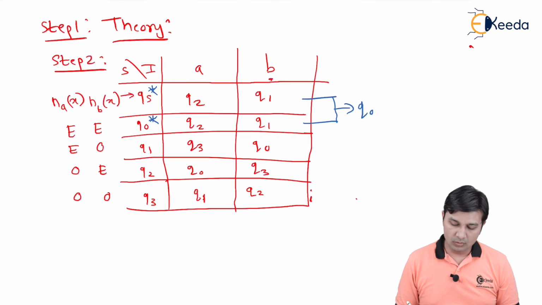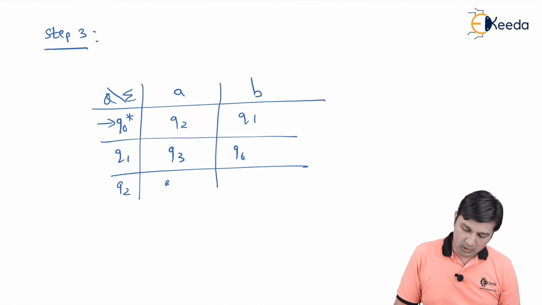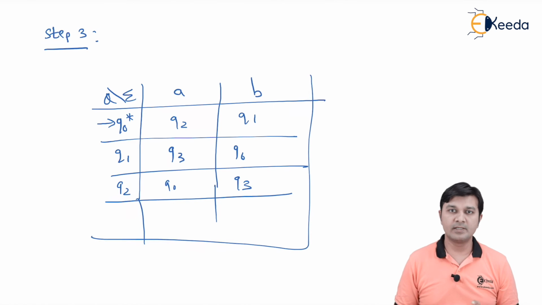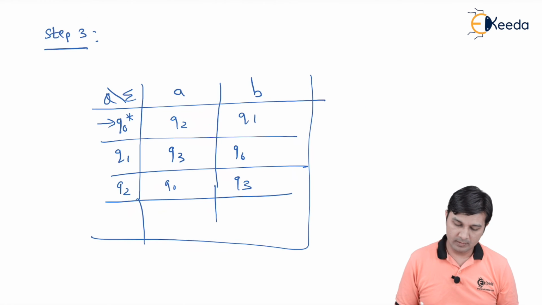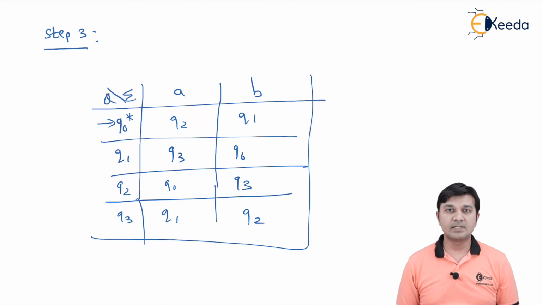In step 2, Q2, Q0, Q3. Let's write it. And lastly, in step 2, Q3, Q1, Q2. So we are writing it Q3, Q1, Q2. That completes my transition table for my deterministic finite automata. So let's complete the entire step now.